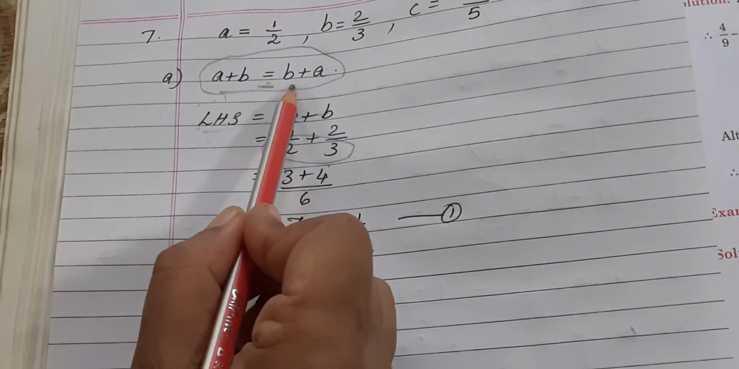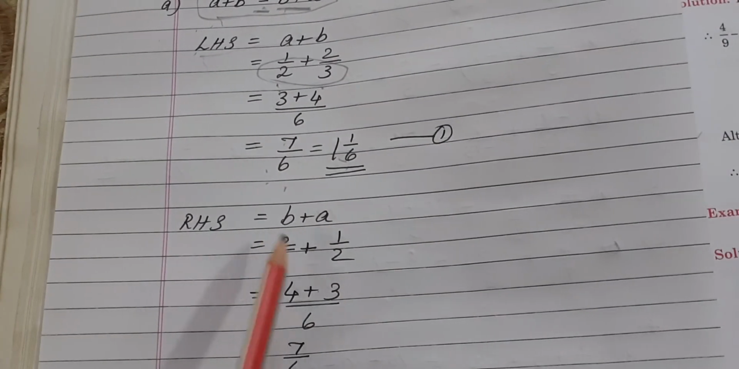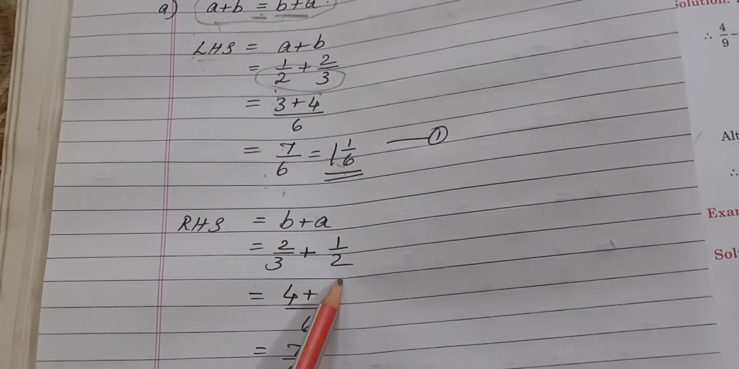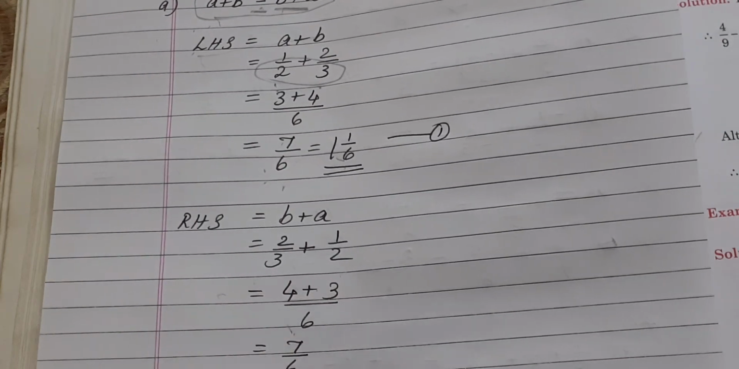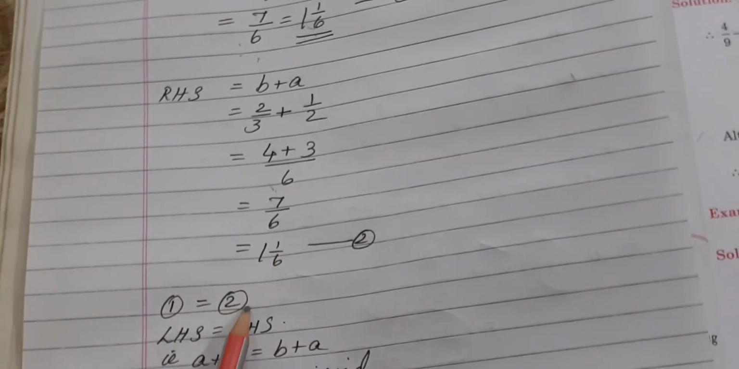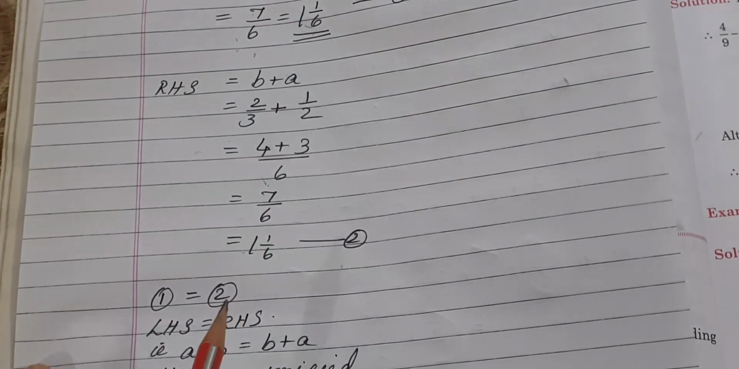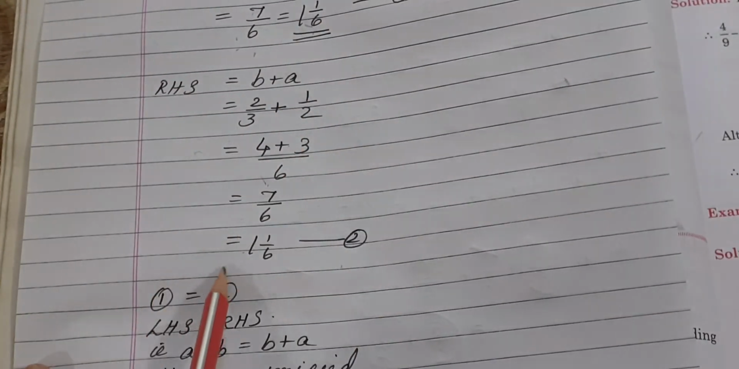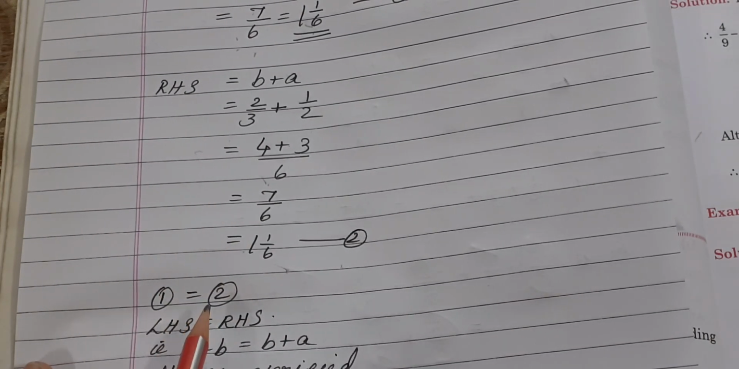Now take the RHS of the equality. That means here B + A. So RHS equal to B + A. Substitute the values. 2/3 + 1/2 is equal to how much will you get? Again find out LCM and find out the answer. You will get 7/6, that is 1 1/6. Let it be equation 2. Now compare equation 1 and 2. What you got? LHS is 1 1/6, RHS is 1 1/6. Both are same. Is equal, isn't it? So equation 1 is equal to equation 2.